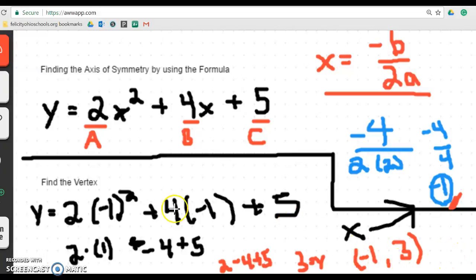And we can even go one step further. Let's look at this 2. This is a positive 2, so that means we're going to have a parabola that opens upward. We know it's upward because in front of this is a positive 2. And we actually can go and find the range, and we could find the domain if we wanted to, but let's do that for another video. But at this point, we found our coordinate negative 1, 3.